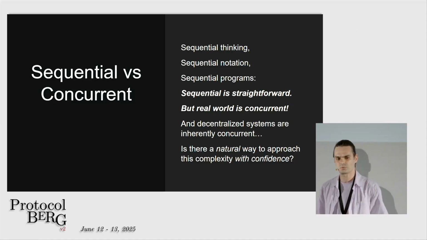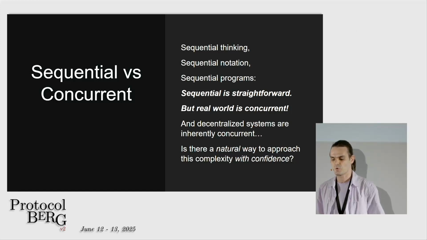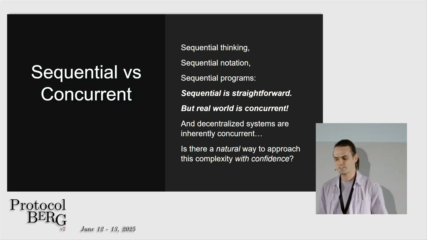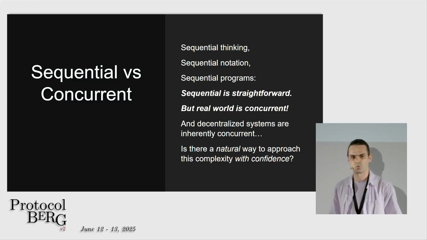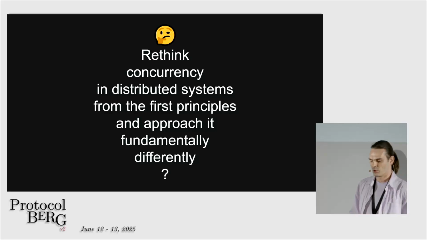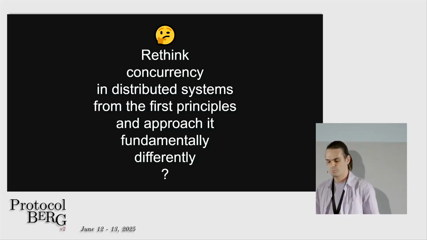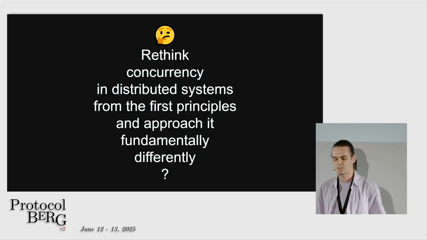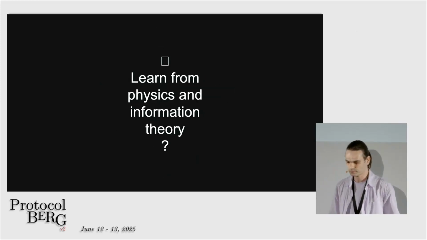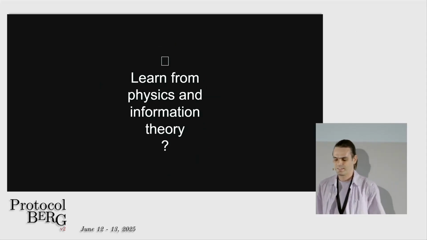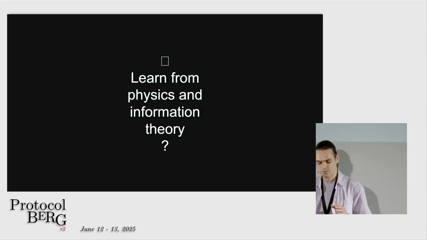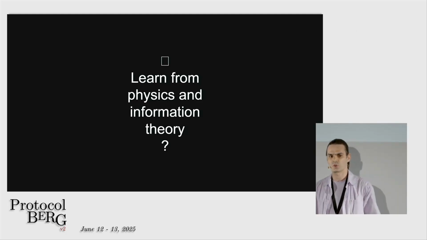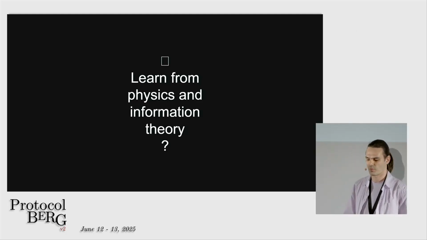So is foundational software in decentralized distributed systems. It's inherently concurrent. So I've been wondering if there is a natural way to approach this complexity with confidence. What if maybe we should rethink concurrency in distributed systems from the first principles and approach it fundamentally differently? Science like physics and information theory are all about fundamentals of the real world, so maybe we can take some inspiration from there.